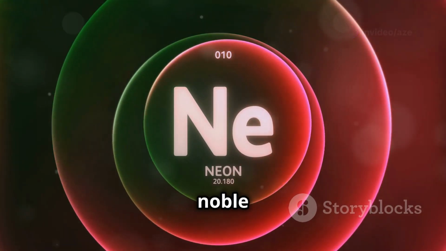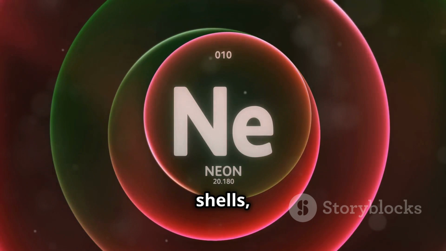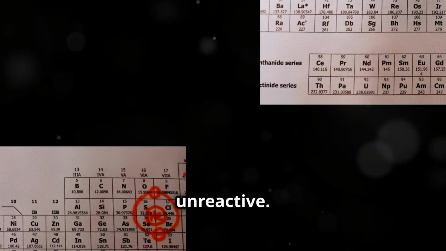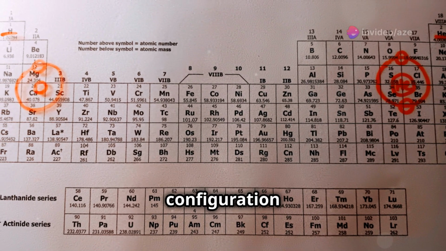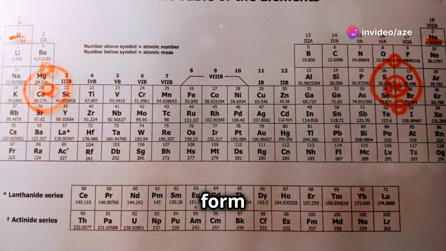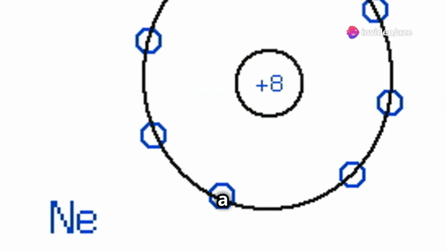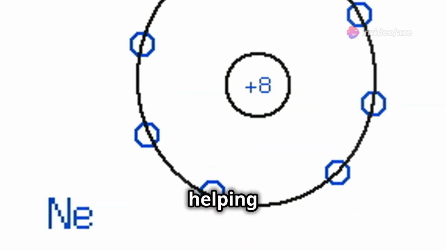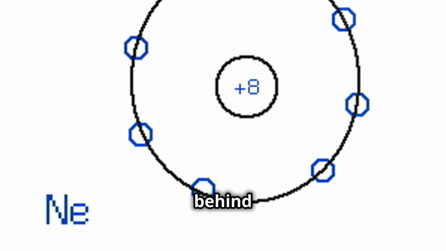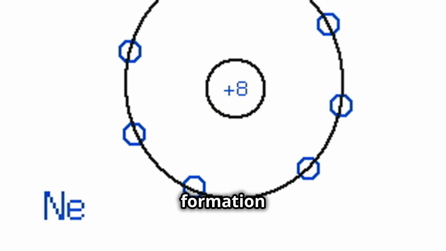This rule explains why noble gases, with their already full valence shells, are so unreactive. They are content with their electron configuration and have little desire to form bonds. The octet rule is a fundamental principle in chemistry, helping us understand the driving force behind chemical reactions and the formation of molecules.